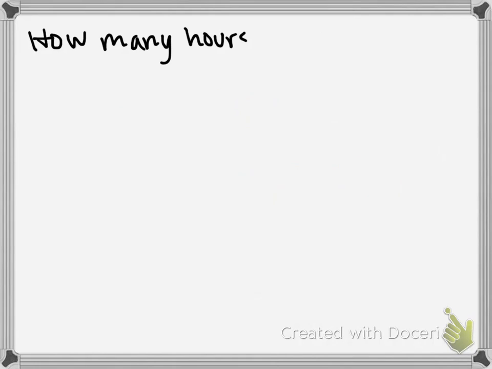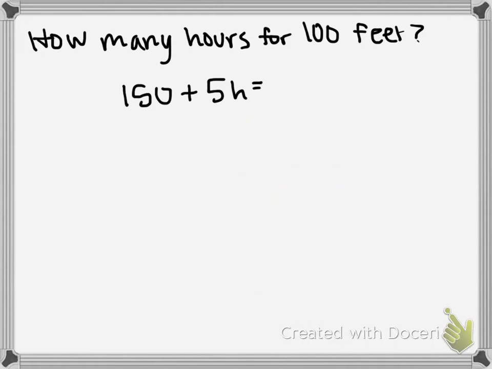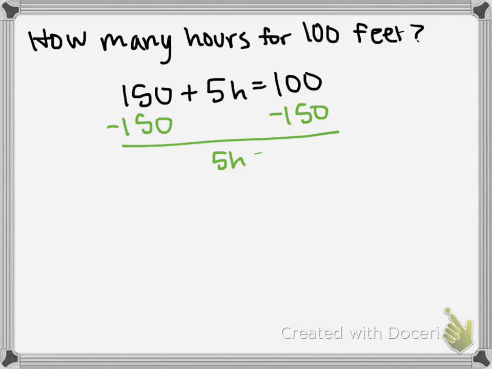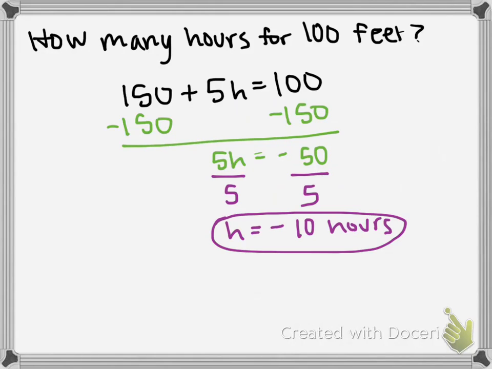How many hours for a total of 100 feet? I start with 150 plus 5H equals 100. My first step is to subtract 150. My second step is to divide by 5, and I get H equals negative 10 hours.